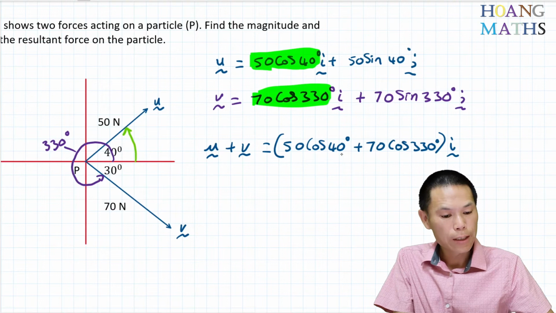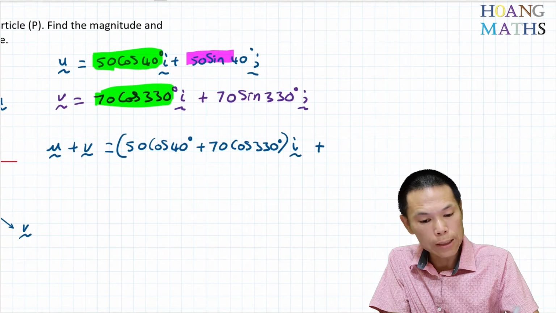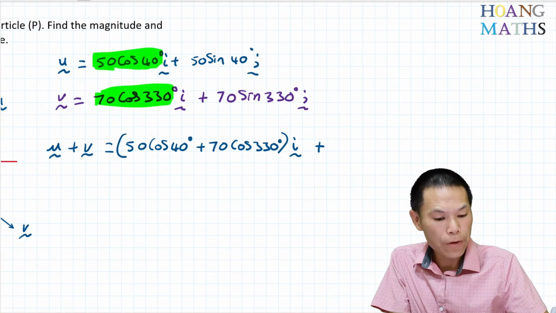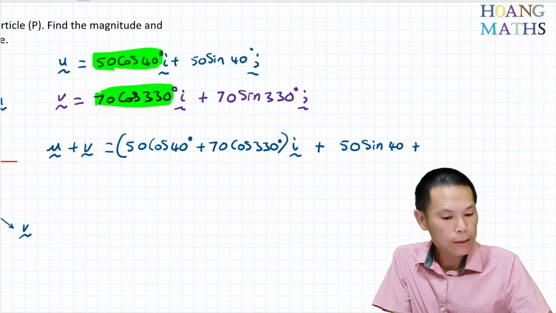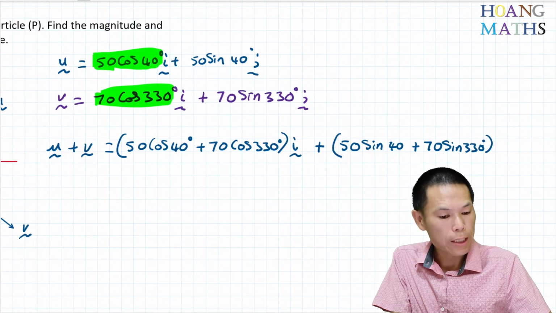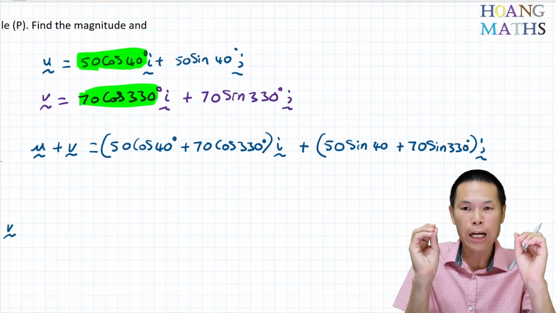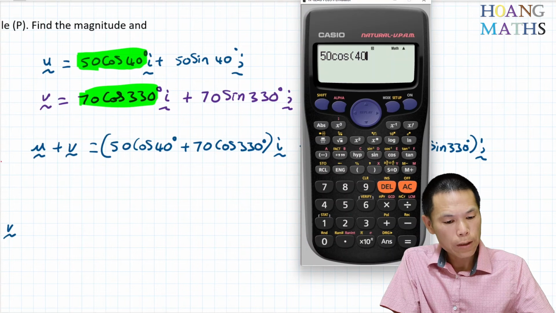And for the j component, we just add the j components together, so that is 50 sin 40 plus 70 sin 330 j. So there you go. Then I just put that in a calculator to make it easier. So we go 50 cos 40 plus 70 cos 330.